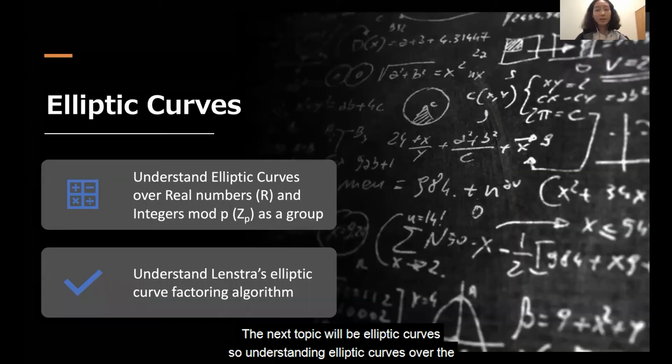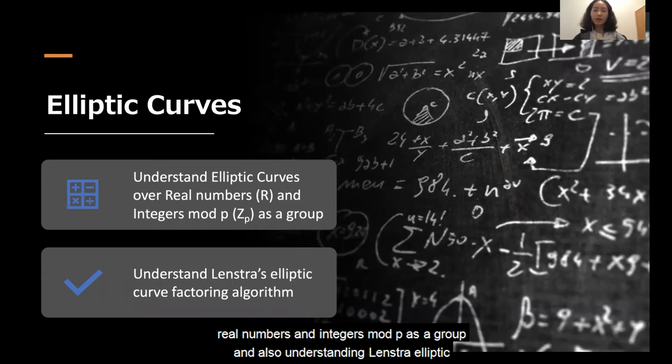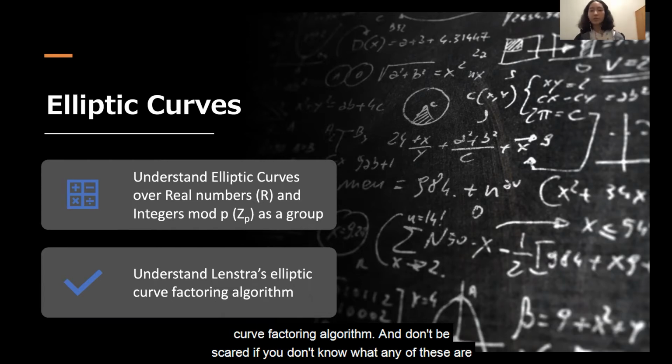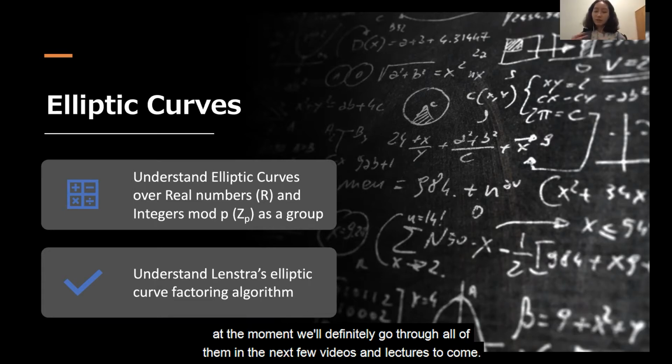The next topic will be elliptic curves. So understanding elliptic curves over the real numbers and integers mod p as a group, and also understanding Lenstra's elliptic curve factoring algorithm. And don't be scared if you don't know what any of these are at the moment. We'll definitely go through all of them in the next few videos and lectures to come.